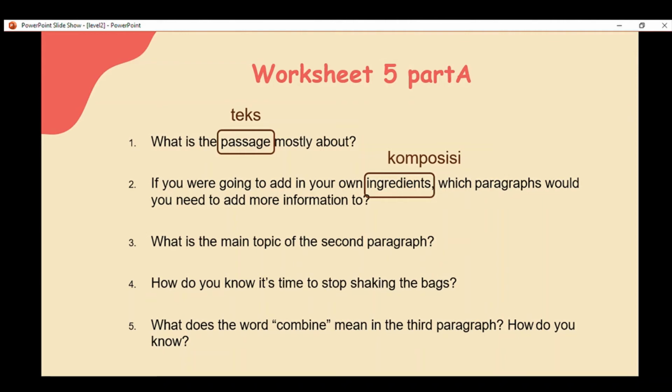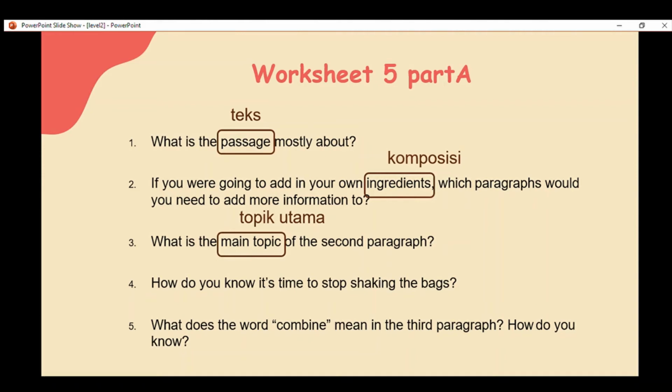Next, number 3 is what is the main topic of the second paragraph? Second paragraph means paragraph number 2. The clue here is the main topic. Main topic is topik utama. So what does the second paragraph talk about?